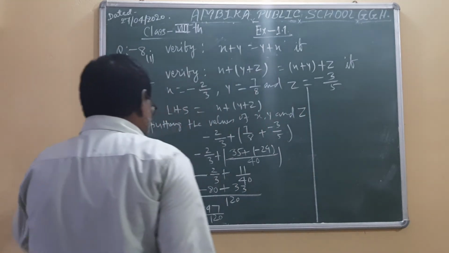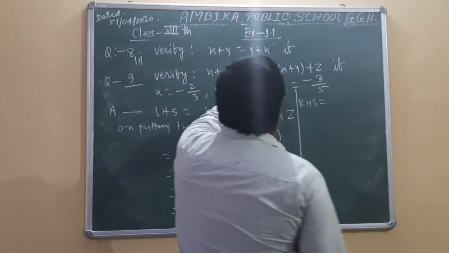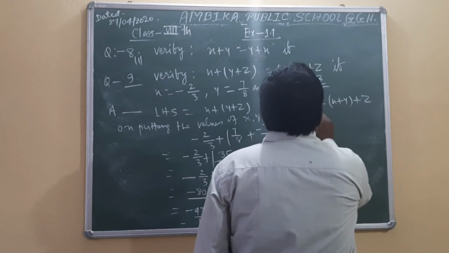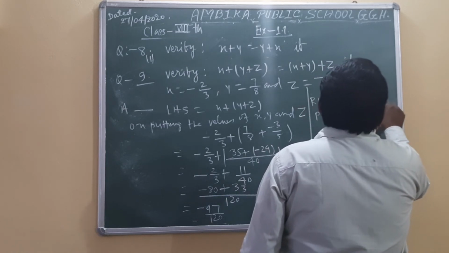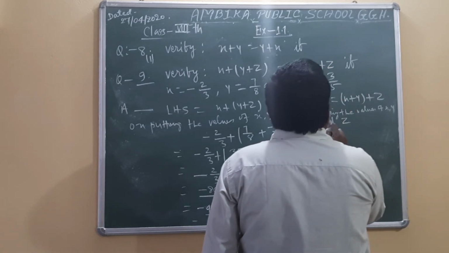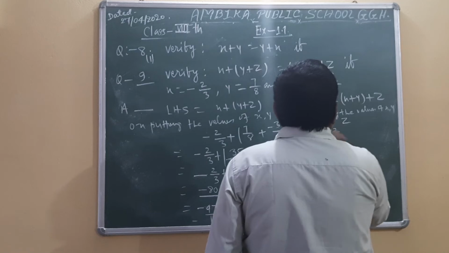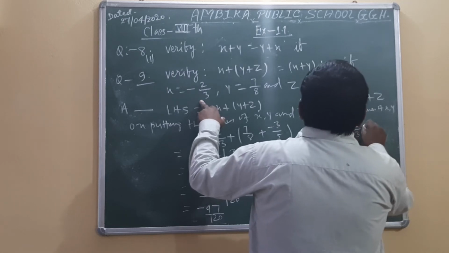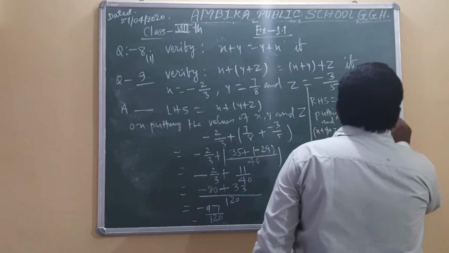Again, RHS is equal to x plus y plus z. Also putting the values of x, y and z, we have x plus y plus z is equal to x minus 2 by 3 plus y is equal to 7 by 8 plus z is equal to minus 3 by 5.